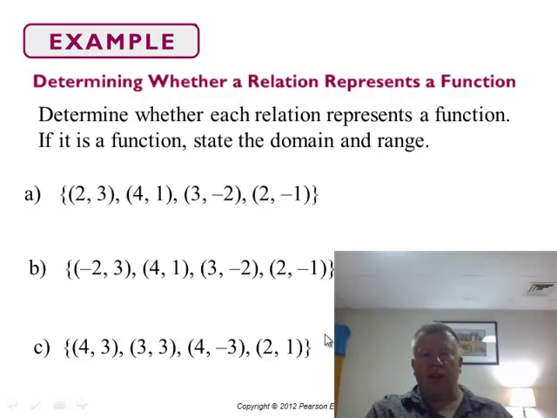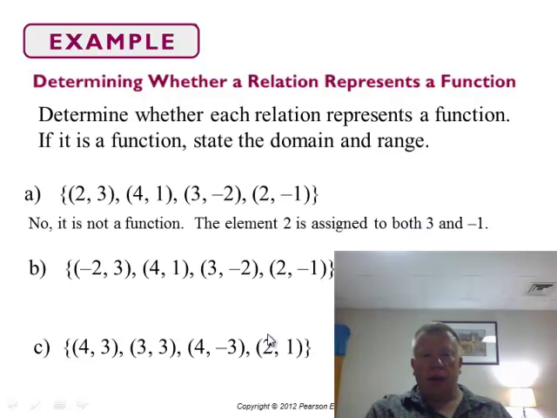Look at this one. Is this relation a function? It is a relation because you look at the numbers in the domain, the 2, 4, 3, 2, and you look at the range, the 3, the 1, the -2, and the -1, the second coordinates of those ordered pairs that make up the range. Is this, though, a function? Well, the answer is no, because you see the 2 gets assigned to both 3 and -1.